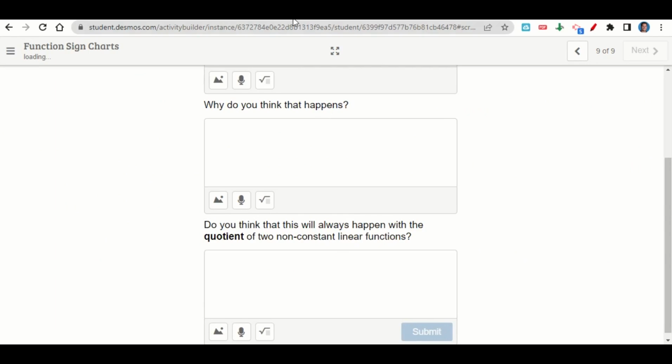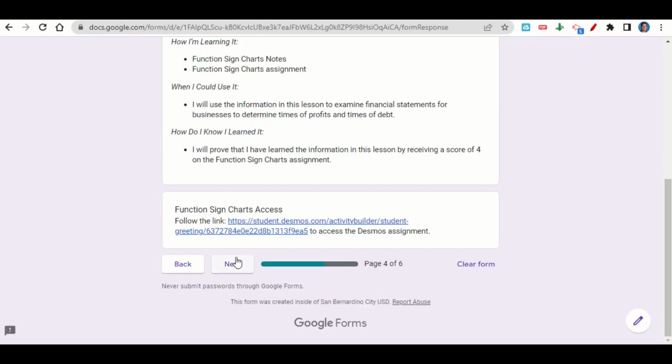Then when you're done with that, you'll go ahead and go back to your Google form and click Next. This will take you to your Before You Go. Go ahead and fill out your Before You Go and then submit your work on Google Classroom.